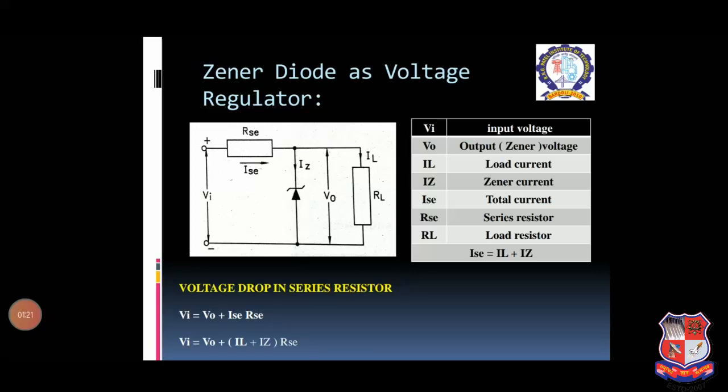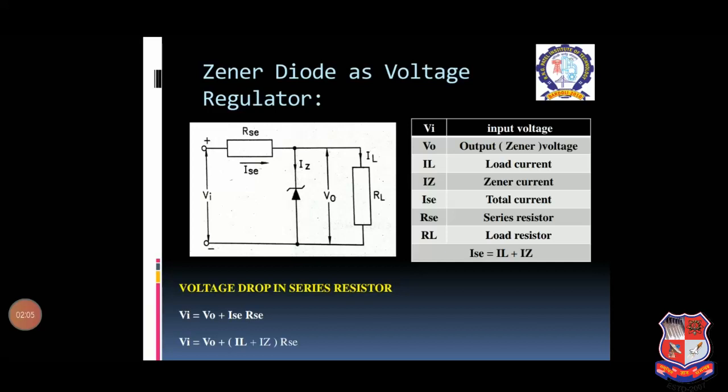Now let's talk about the parameters shown in the figure. Vi is the input voltage, VO is the output voltage, which is nothing but the Zener voltage, IL is the load current, IZ is the Zener current, ISC is the total current, RSC is the series resistor, RL is the load resistor, and finally ISC is equal to IL plus IZ, that is, total current is equal to load current plus Zener current.